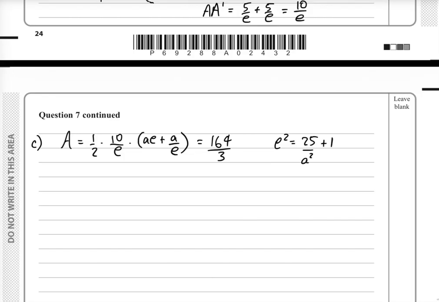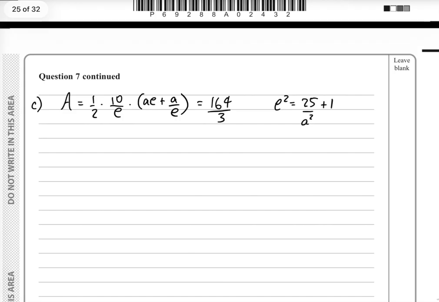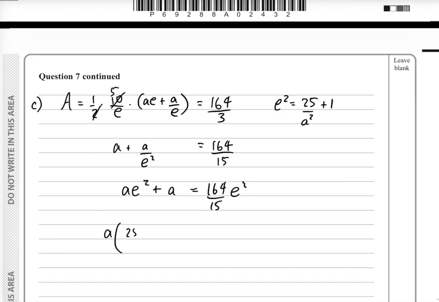So to do that, what I want is e squared. So first of all, I'll cancel this, make that a 5, bring that down on the other side, 164 over 15, and then expanding this bracket, we've got a plus a over e squared. I don't really want to work in the denominator, so I'm just going to change that into this. And then have 25 over a squared plus 1, plus a, is 164 over 15, times (25 over a squared plus 1).